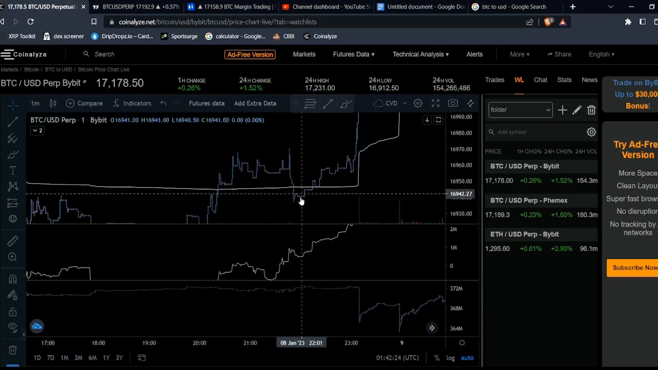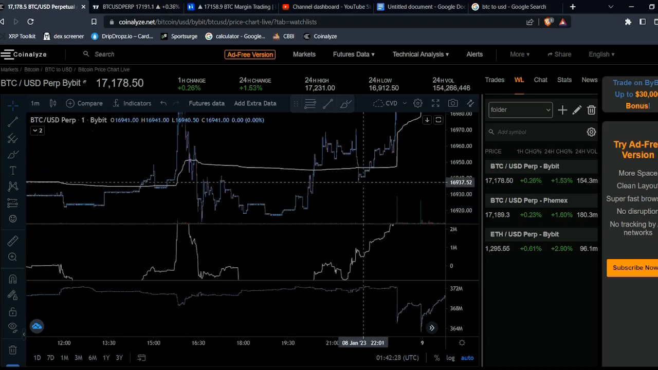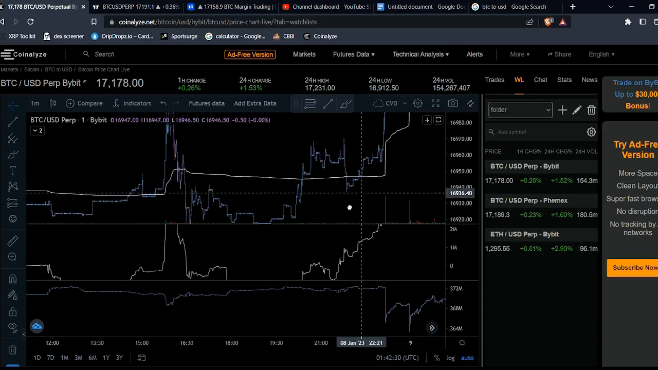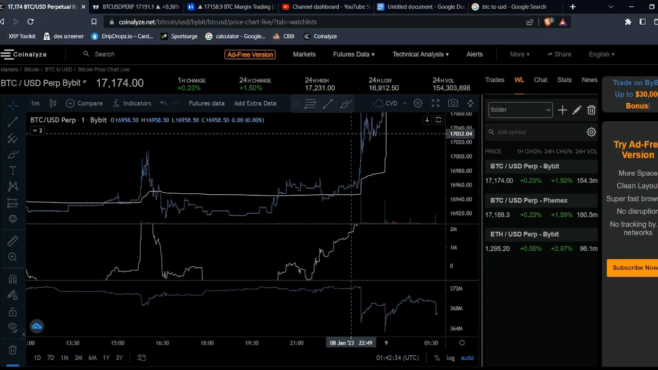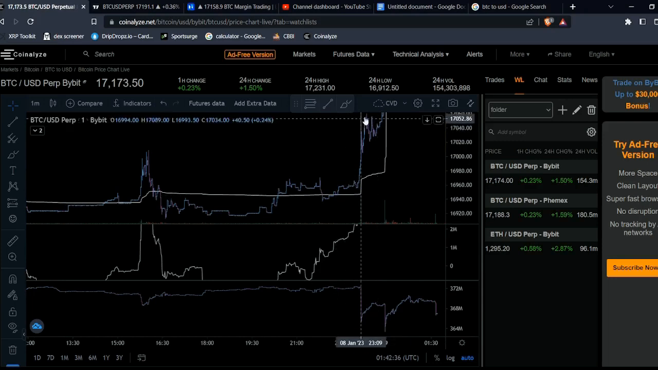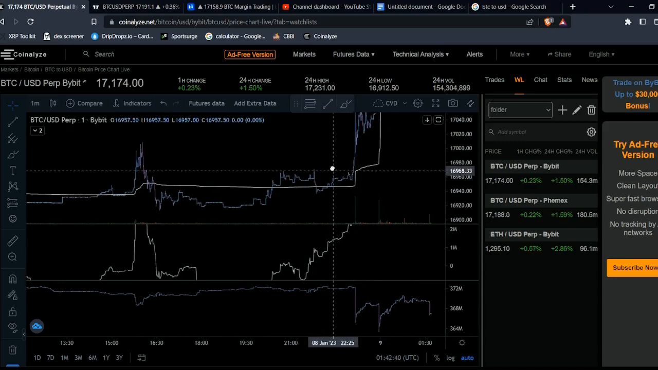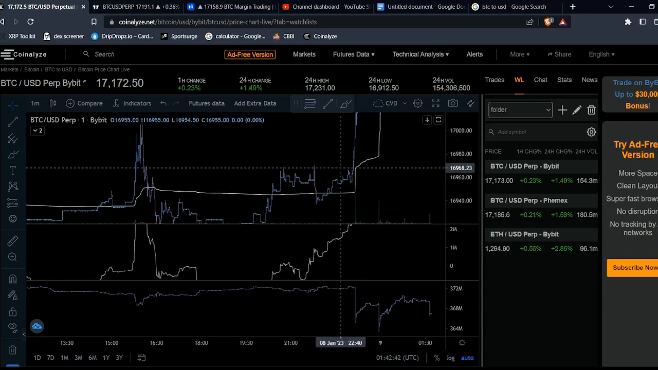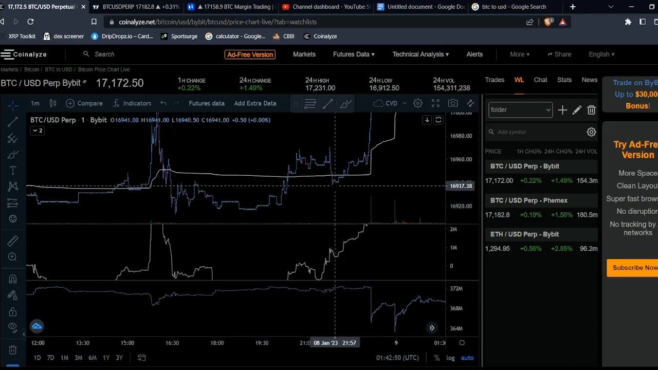Basically, I was a little scared that we were going to end up coming back down to my entry here. But once I saw the absorption, I thought, okay, I'll just stay in this trade. I'll leave my limit orders where they are. I'm not going to too aggressively take profits here because I want to try and leave this position open, just considering the absorption that I was seeing. And that ended up being a really good signal.